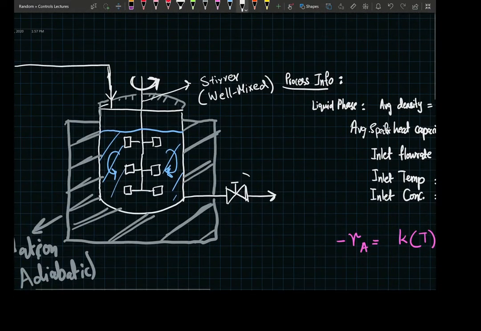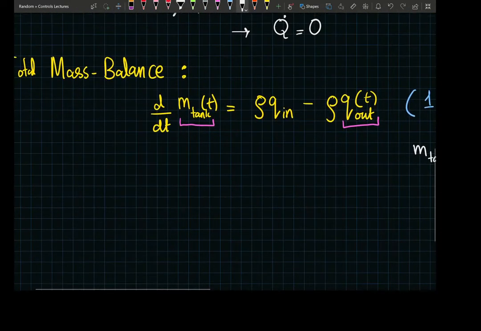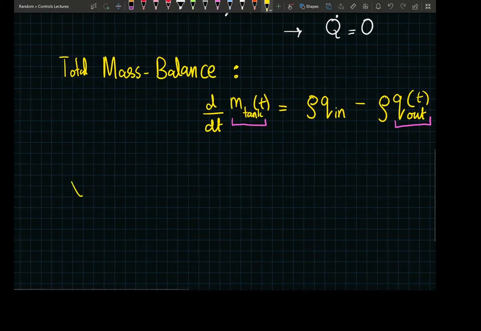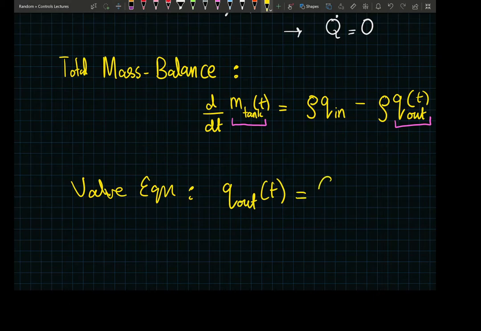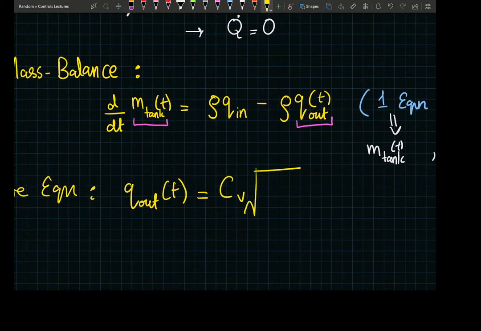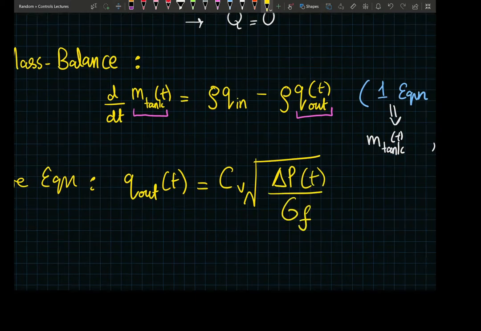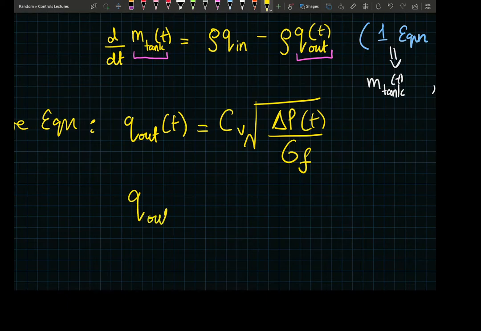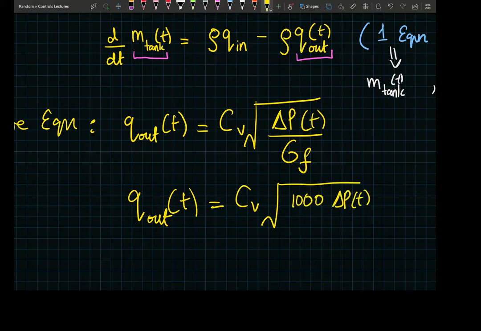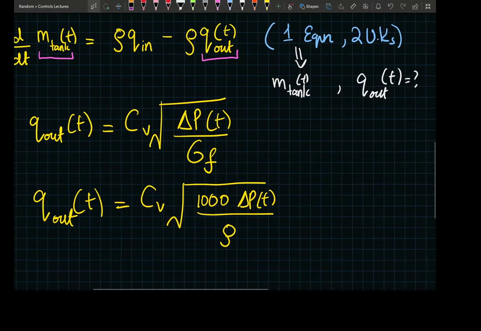Let's see what we can do. If we go back to our schematic, we know there's a valve. Every valve has a characteristic valve equation. I shall be using the most generic valve equation: the valve coefficient multiplied by the square root of the pressure drop, the change in pressure across the valve, divided by the specific gravity. If you make the specific gravity term more explicit, this turns out to be 1000 multiplied by the pressure drop divided by the density of our fluid.